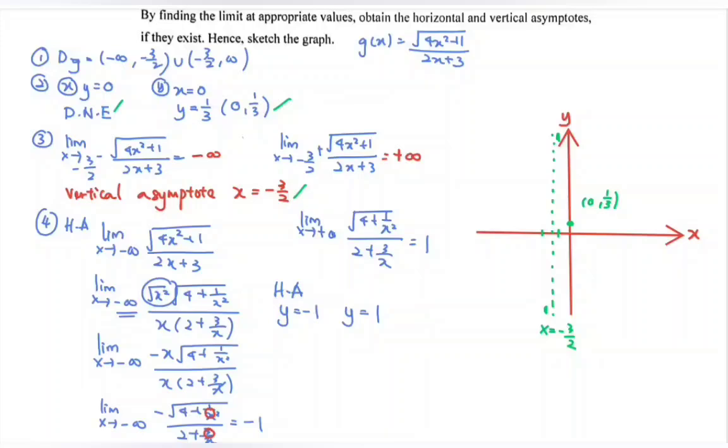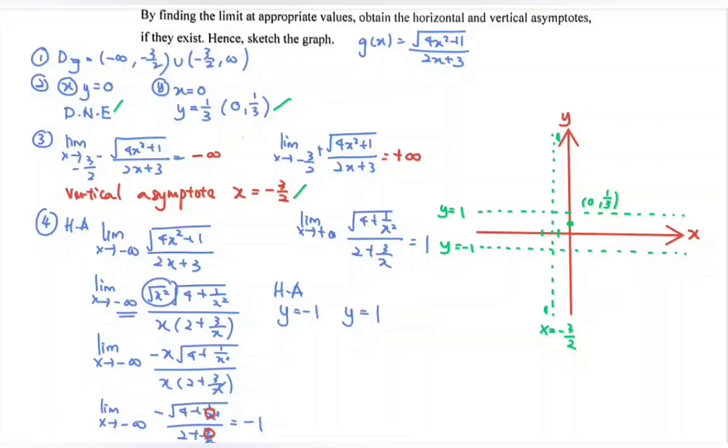When x approaches negative infinity, we will have y equals negative 1, which is the horizontal asymptote. Another one, we have y equals 1 as x moves on to the right-hand side, or positive infinity.